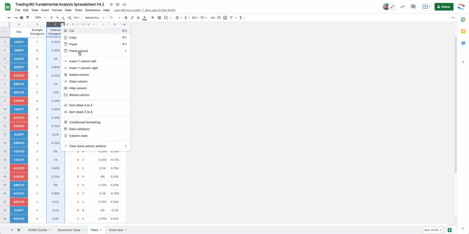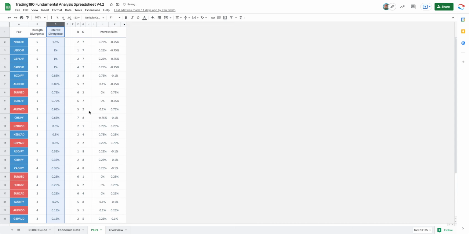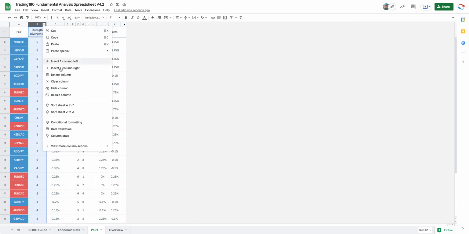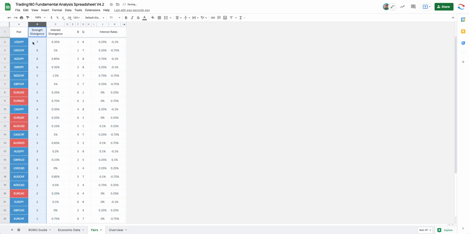So you can actually go here, go to sort sheet Z to A, and it gives you the biggest divergences, so you can actually see which potential currencies you should want to buy and sell. So you've got interest rate divergence, you've also got a numerical divergence as well, so you can sort sheet from Z to A, and we can see obviously, purely from the data as well, that the dollar yen and the dollar Swiss have the biggest divergences when it comes to the strength, when it comes to the data, as well as interest rate divergences.